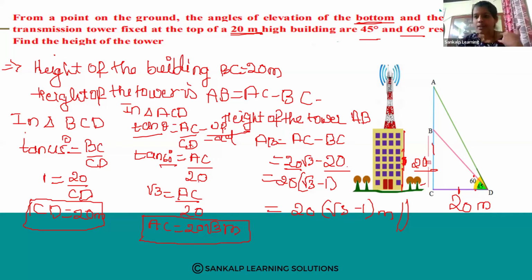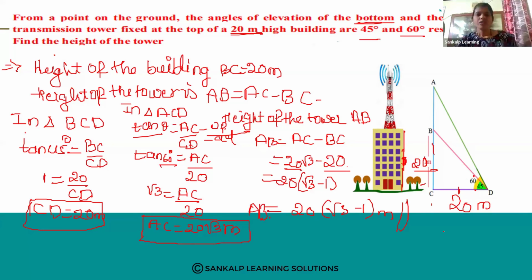Next, we know the value of CD and also the value of AC. Now we need to find out the height of the tower, that is AB. AB means what? It is AC minus BC. AC value is 20 root 3. BC value is 20. So take 20 common. You will get 20 into root 3 minus 1 meter. So this is the height of the tower AB. Understood? Any doubt is there? Okay.